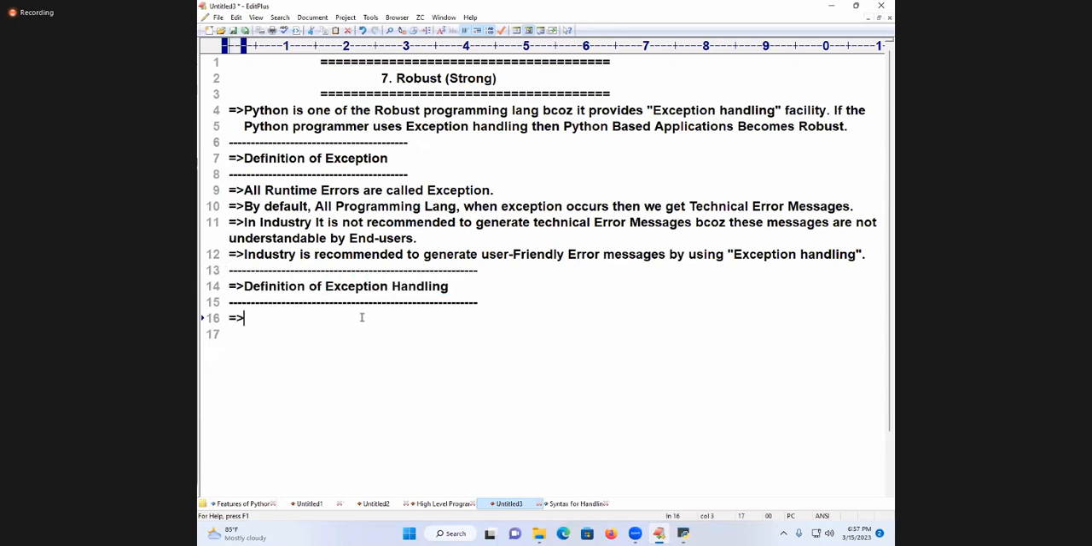Tell me the definition of exception handling. Please look carefully. Exception is different. Exception handling is different. The process of converting technical error messages into user-friendly error messages is called what? Exception handling. Is called exception handling. Did you understand, students? Very good.